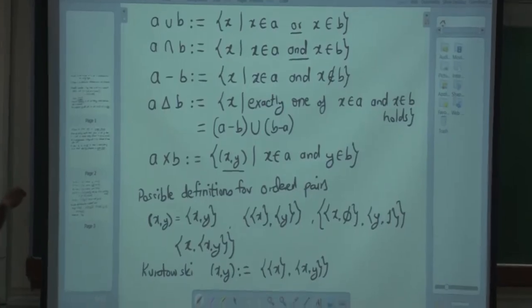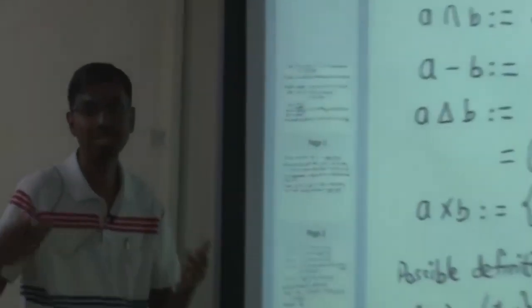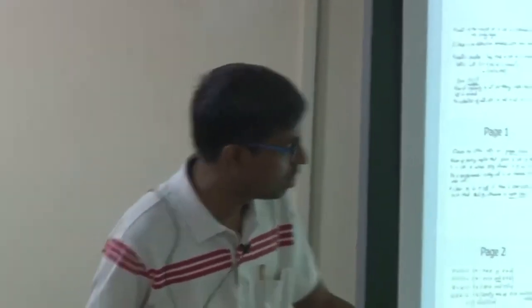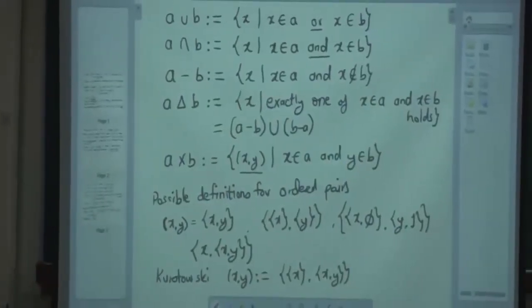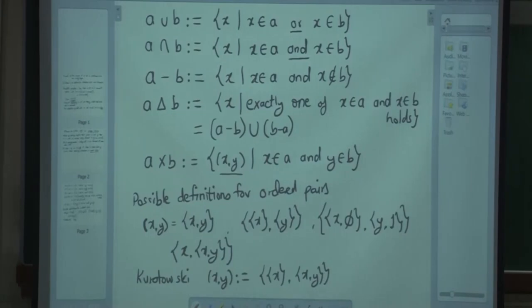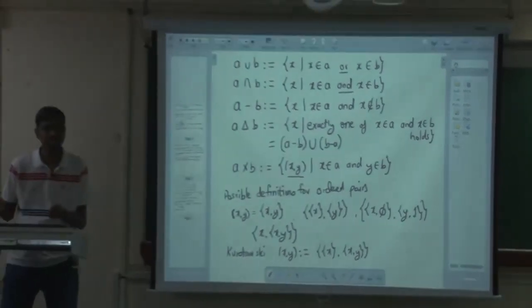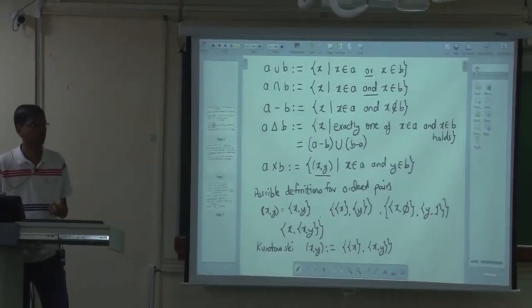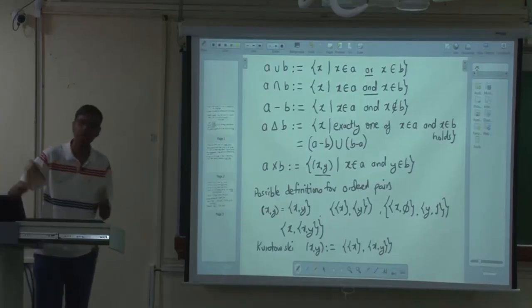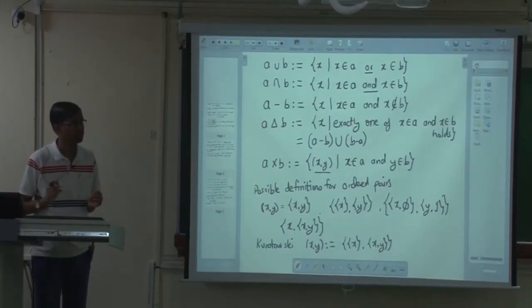What is the purpose of this? Because we want everything that we talk about to be a set. So from this you can obviously get the first coordinate and the second coordinate. The first coordinate is the element which is common to both the elements, and the second coordinate is the element which is not common, only an element of one of them but not of the other. So this is Kuratowski's definition of ordered pairs. We have also covered Cartesian product. Any new way of generating sets?